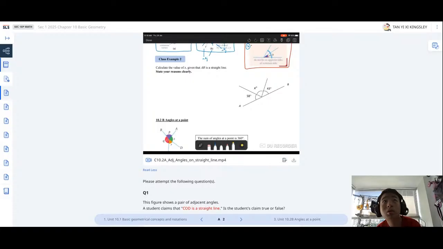Class example 2 wants us to find the value of x given that AB is a straight line. It's very important that they say that AB is a straight line. Sometimes in diagrams, just because it looks like a straight line, we cannot assume that it simply is. So it's very important that you read this detail off first. So how do you find x? Most of you would say that, to find x, I just take 180 degrees minus 58 degrees minus 43 degrees, right? And you're absolutely right. So this is how you write x.